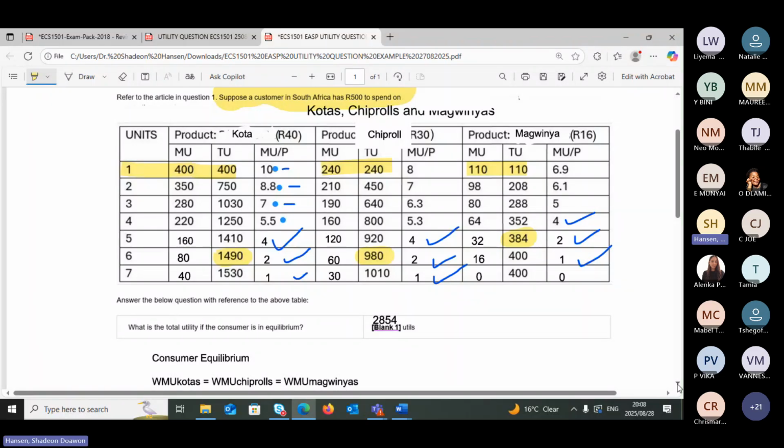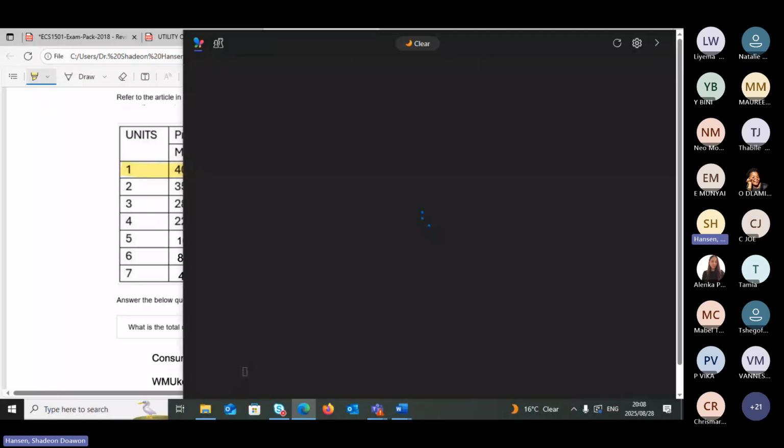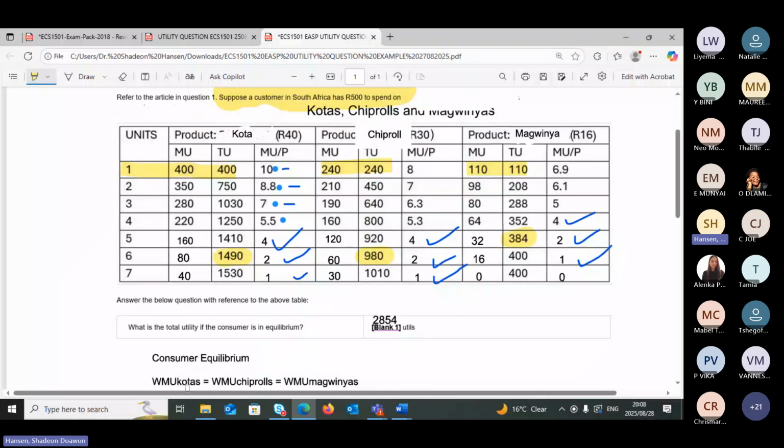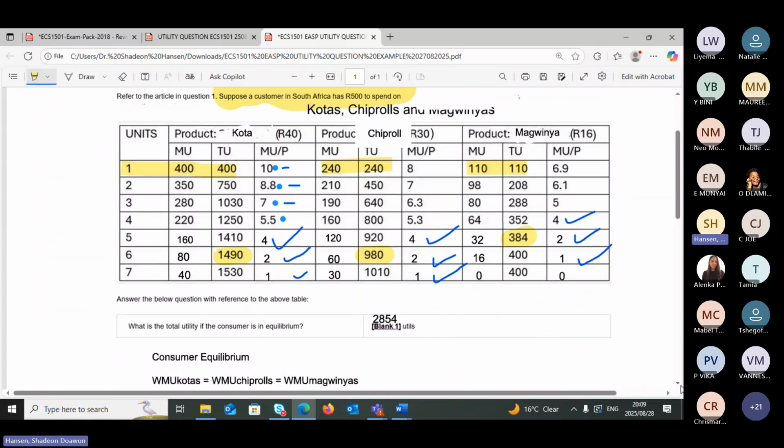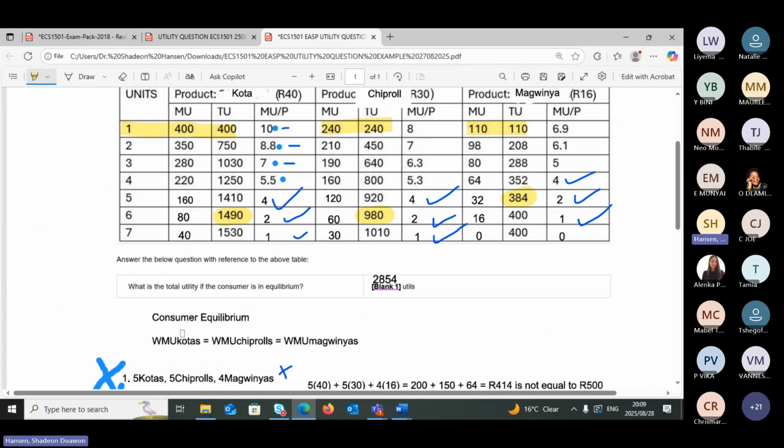So what is the consumer equilibrium condition? It is when the weighted marginal utility of quotas is equal to the weighted marginal utility of Chipperals, which is also equal to the weighted marginal utility of Maguinas. Are we together? That is the condition that must hold for consumer equilibrium. Do you see?